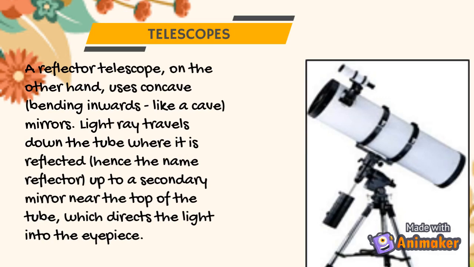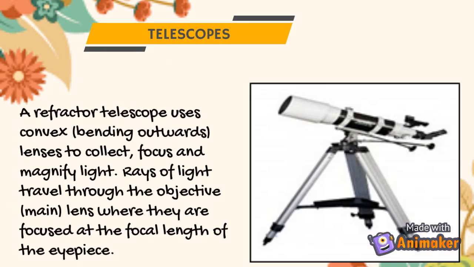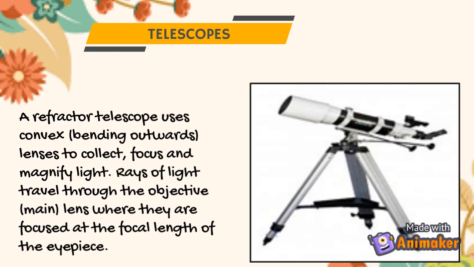A reflector telescope, on the other hand, uses concave mirrors. Light rays travel down the tube where they are reflected, hence the name reflector, up to a secondary mirror near the top of the tube, which directs the light into the eyepiece. Whereas a refractor telescope uses convex lenses to collect, focus, and magnify light. Rays of light travel through the objective lens where they are focused at the focal length of the eyepiece.